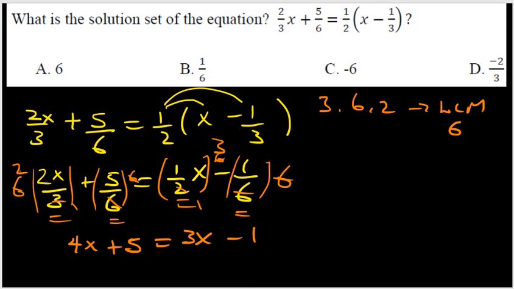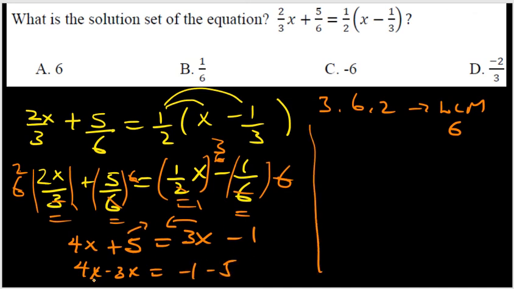Then when we reshuffle, 4x minus 3x is equal to, the 3x will be brought here, and the 5 will be shifted to the other side, negative 1 minus 5. Then 4x minus 3x will be x, which is equal to negative 1 minus 5, which will be negative 6. So the answer will be C.